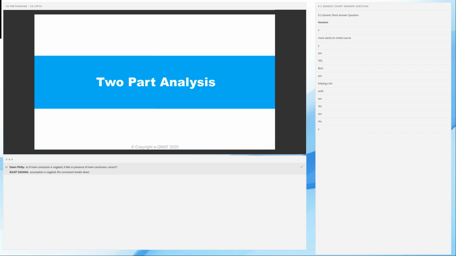Okay. So in a two-part analysis question, you're given an argument, and then from that argument, in this one, you're given 6 answer choices, and you're asked which one of these is an assumption, and which one of these is a strengthener that strengthens that assumption. So it's a convoluted question. Okay. So here is the question.